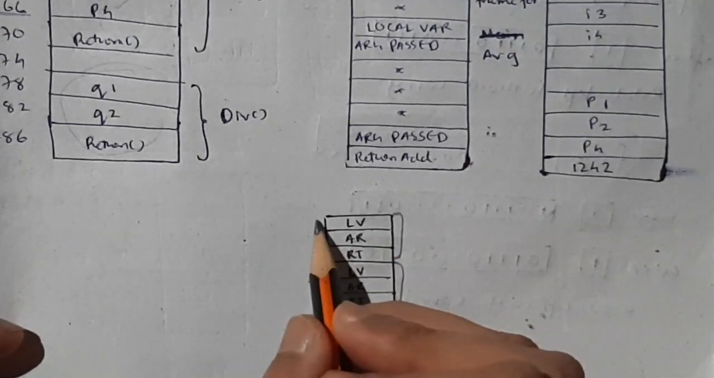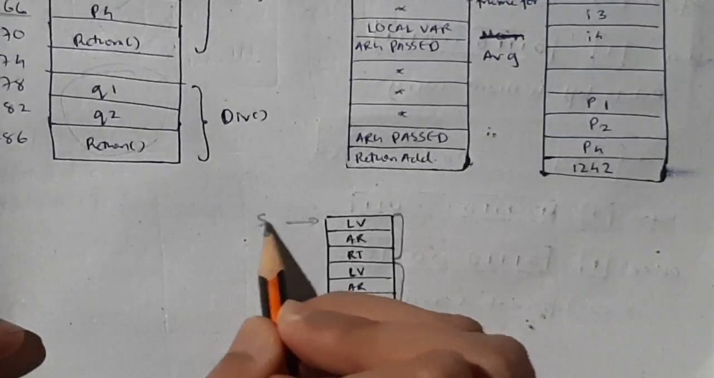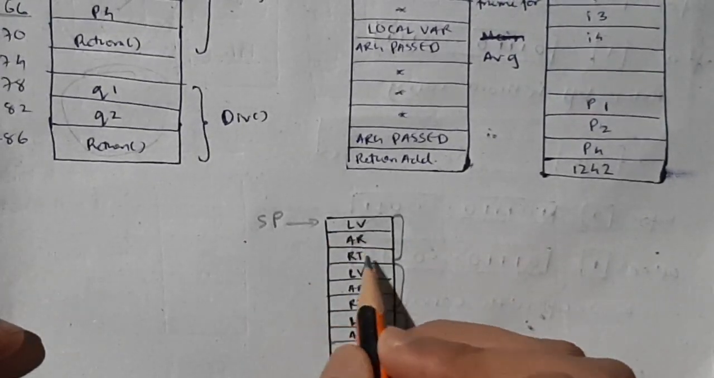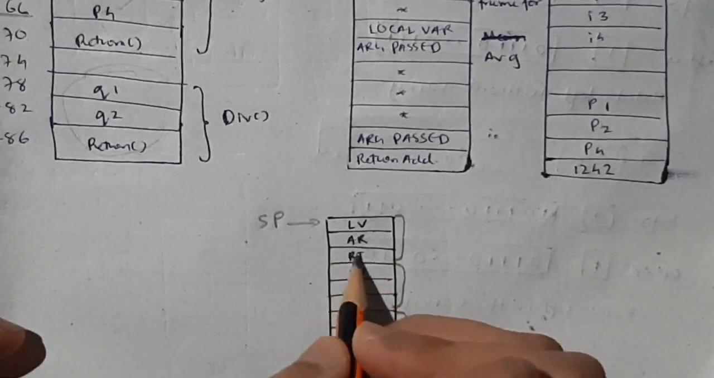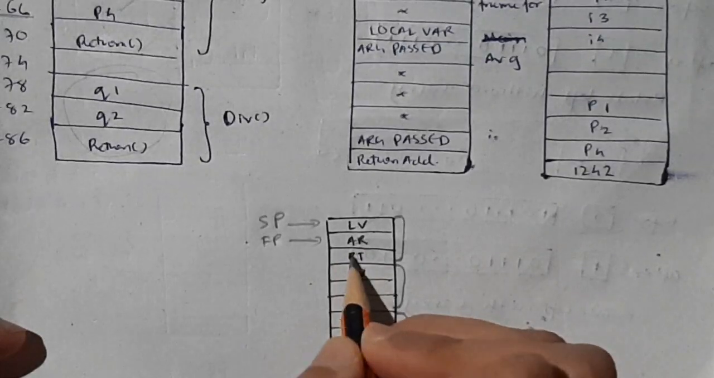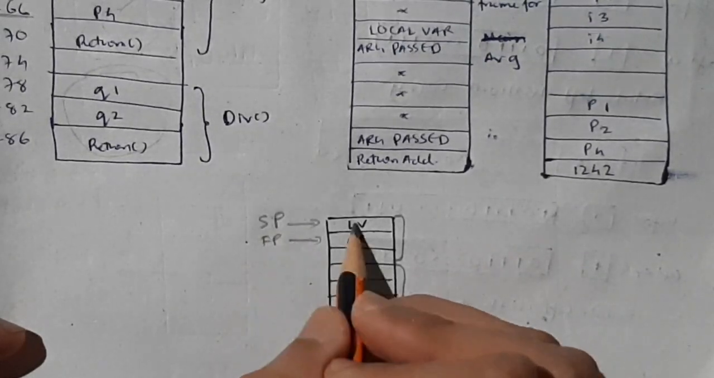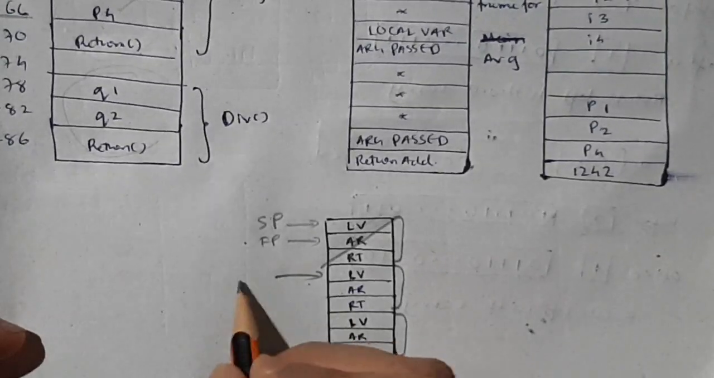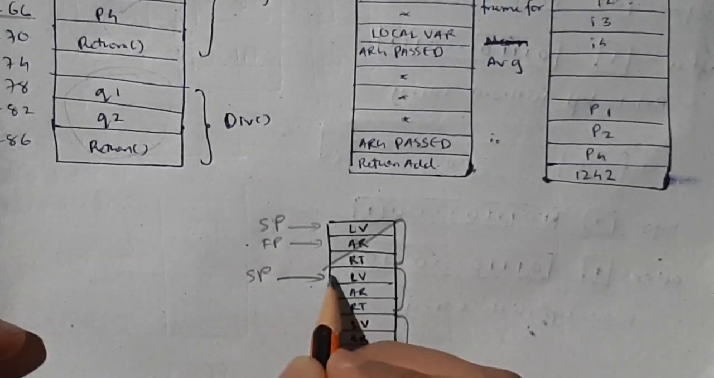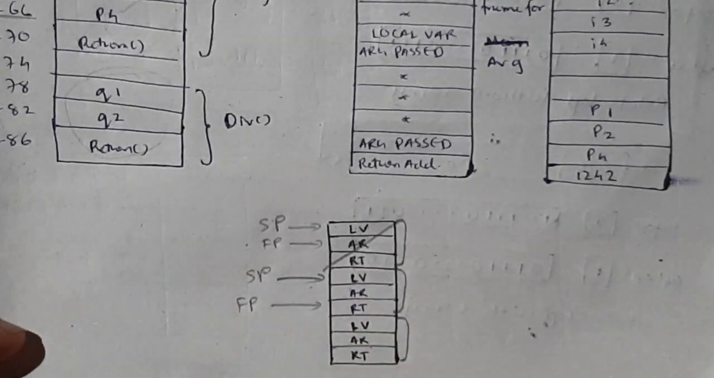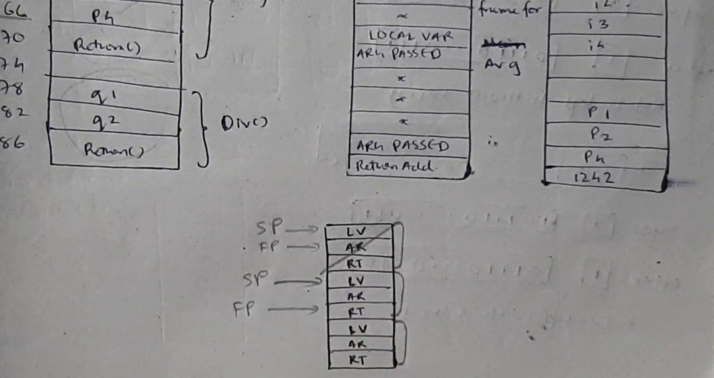Now stack pointer will always point to the top of the stack. Okay, but I need to access the arguments passed and the return address. So for that access I will use the frame pointer. That can move between these both, but the stack pointer will always point to this. So when this stack's part is over, what will happen? This stack pointer will point to the local variable top, and the arguments passed and the return address will be accessed by the frame pointer. That's the difference between frame pointer and stack pointer.